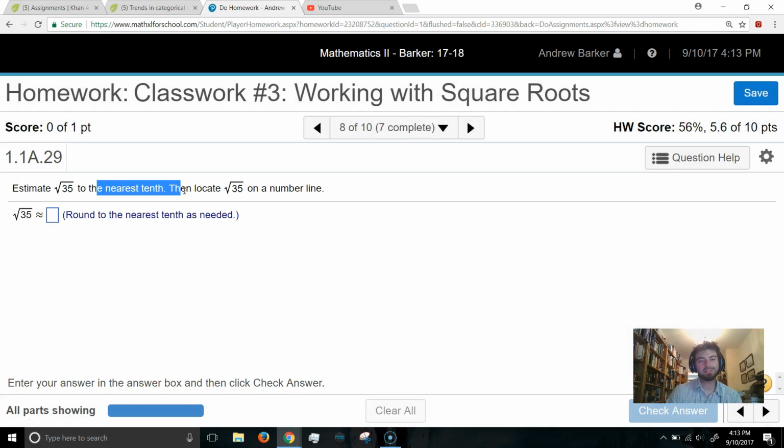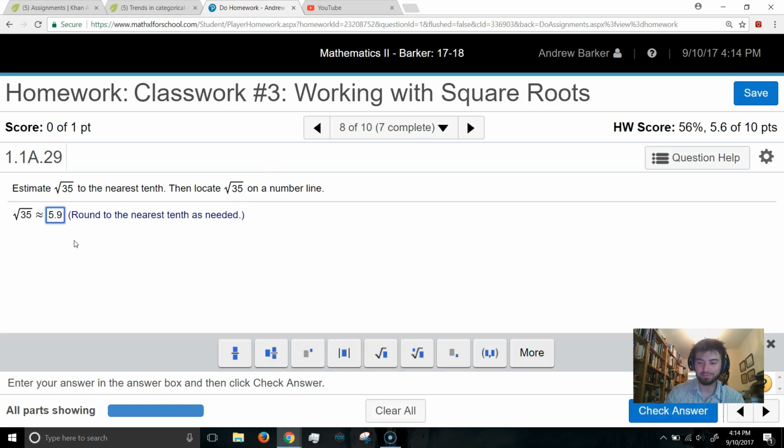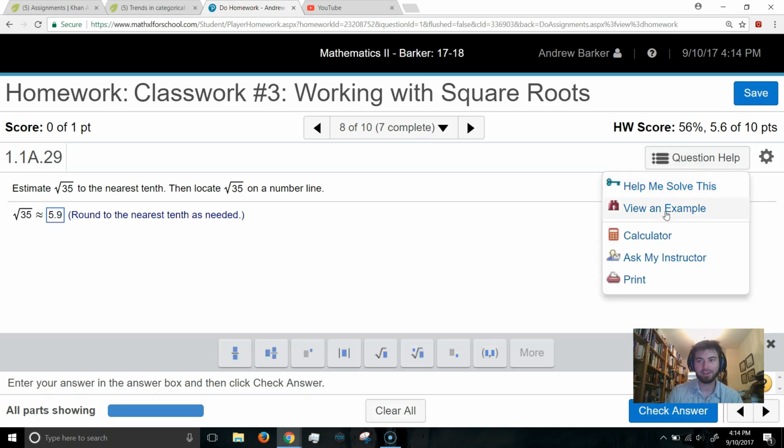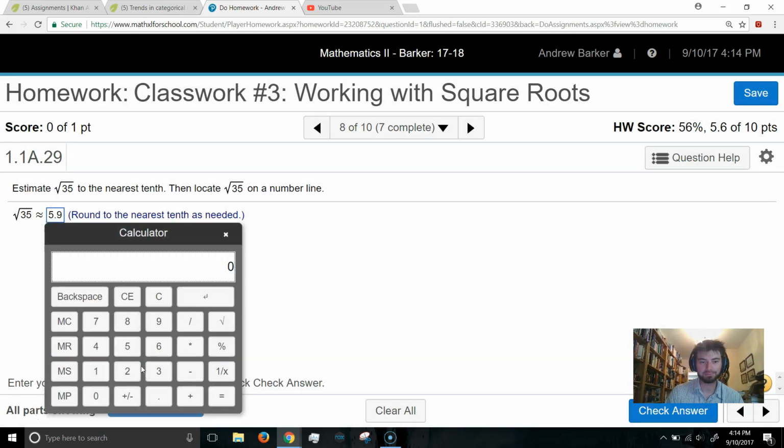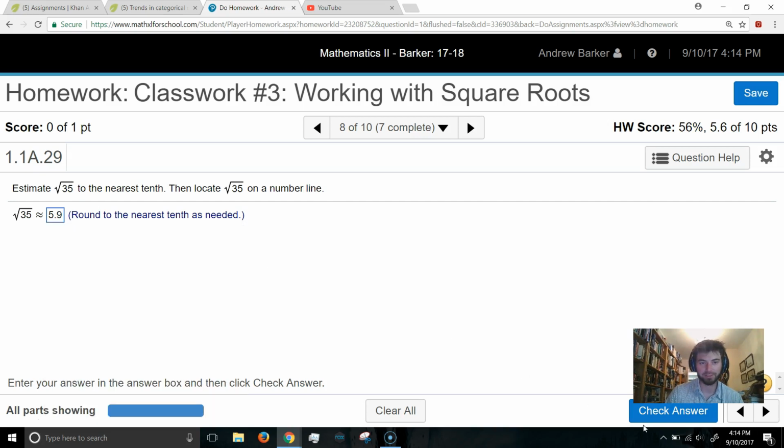Now it says to the nearest tenth. So 35 is really close to 36, which is a perfect square. The square root of 36 is 6. So this would be right below 6, like 5.9, because this is nearest tenth. I'm going to verify that with a calculator, though. So 35 square rooted is 5.91, so it'll just round to 5.9, so that's correct.